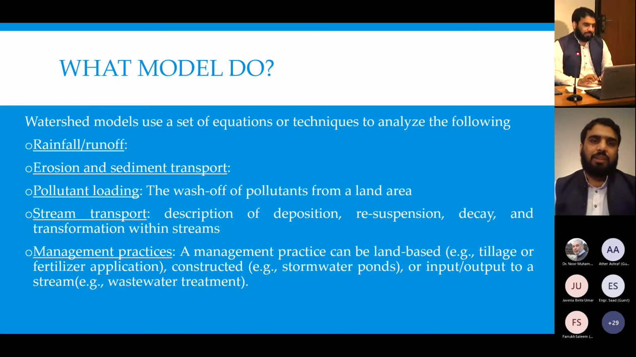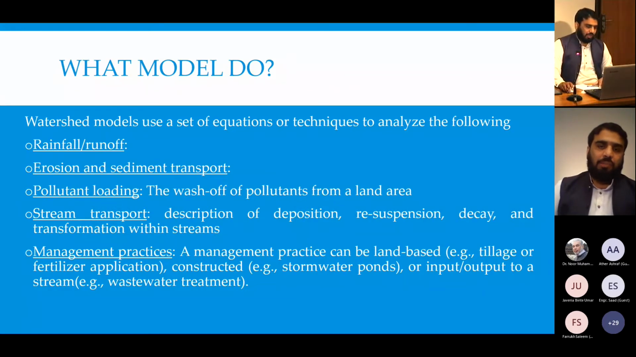As we discussed, the model can perform the four major processes that occur in the watershed. The major one is the rainfall runoff, and the second is the sediment transportation, and pollutant loading, stream transport, and management practice can also be done by a hydrological model. It all depends on the type of model that you select and the objective of your study. So the selection of the model mainly depends on your objective.